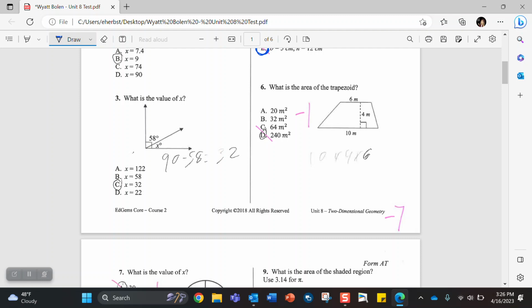Number 6 just asks for the area of the trapezoid. So again, we want to make sure we're looking at that formula sheet. Area of a trapezoid is found by doing 1/2 times the sum of the two bases times the height. So it looks like in his work what he did was he just multiplied all three numbers together, but we want to take 1/2 of 10 plus 6 and then multiply that by the height, which is 4. So 10 plus 6 is 16, half of 16 is 8, 8 times 4 is 32.